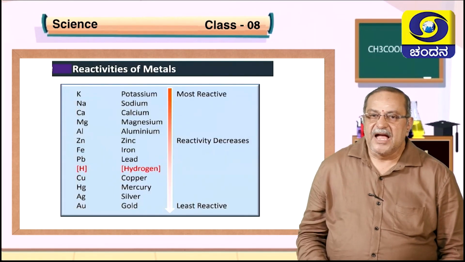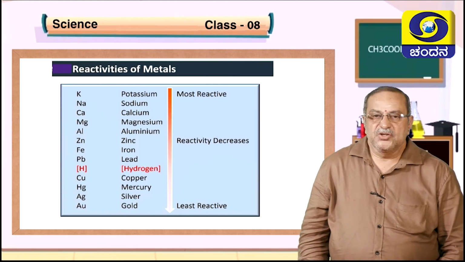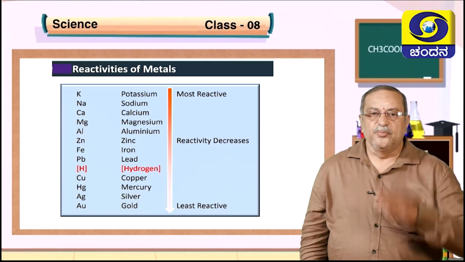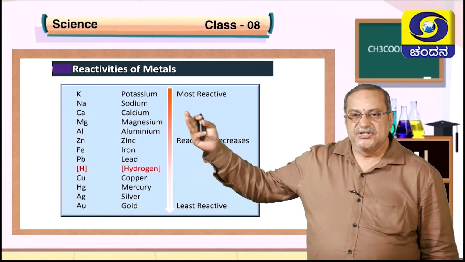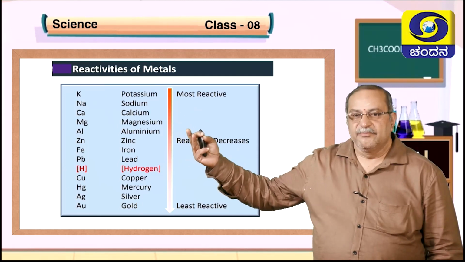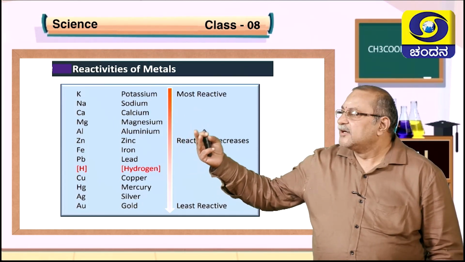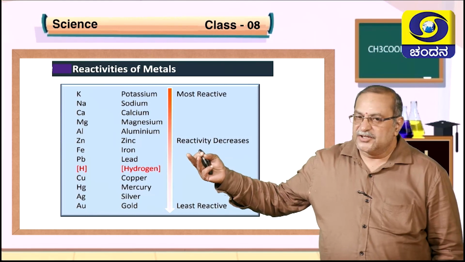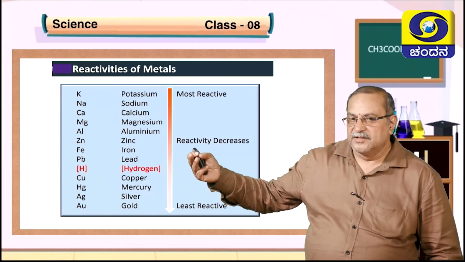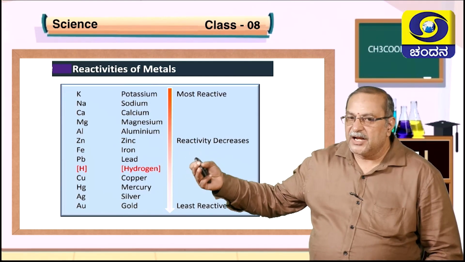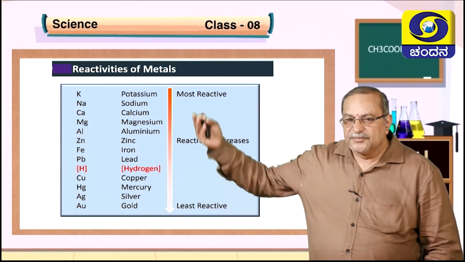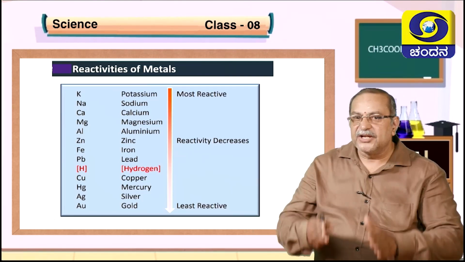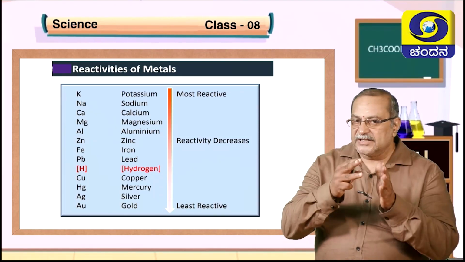So let us see the activity series here, children. Usually, the metals, most reactive and least reactive metals, are grouped like this. See here: potassium, sodium, calcium, magnesium, aluminium, zinc, ferrum. Ferrum means iron. Then lead, Pb, and hydrogen is not a metal, but it is there in the reactivity series. Then copper, hydrogen, silver and gold, these are the different metals. They are arranged according to their reactivity, more reactive to less reactive.